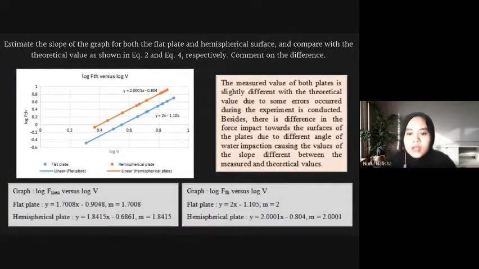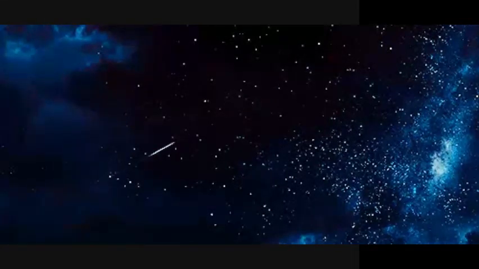So next, we compare the slope of the graph for both plates and compare with the theoretical value. We plotted another graph, which is the graph of log f theoretical versus log v. For the log f measured versus log v graph, we obtain the value of m, which is the slope, for flat plate equals 1.7008, while 1.8415 for hemispherical plate. For graph log f theoretical versus log v, the value of m for flat plate is 2, while hemispherical plate is 2.0001.